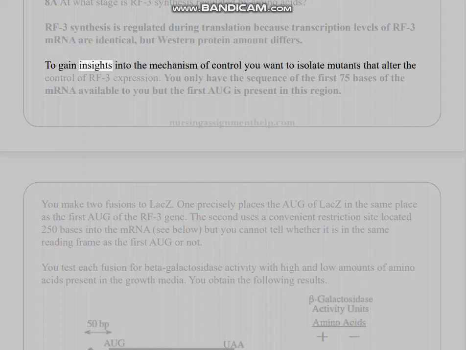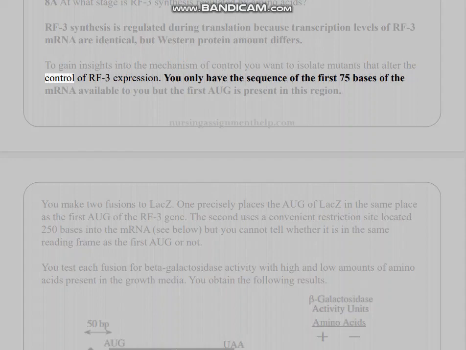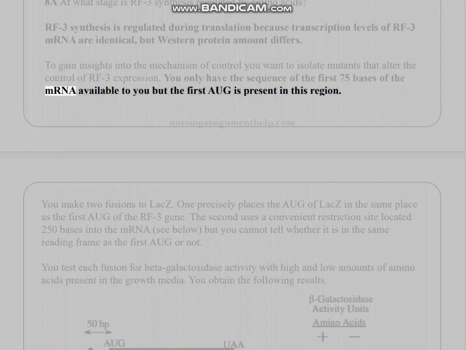To gain insights into the mechanism of control, you want to isolate mutants that alter the control of RF3 expression. You only have the sequence of the first 75 bases of the mRNA available to you, but the first AUG is present in this region.